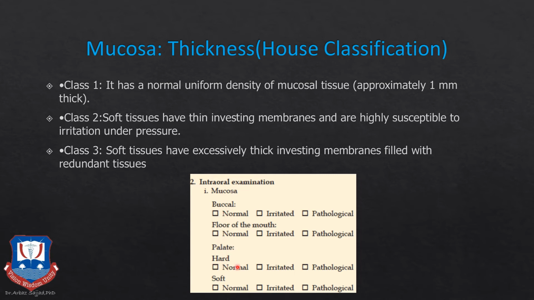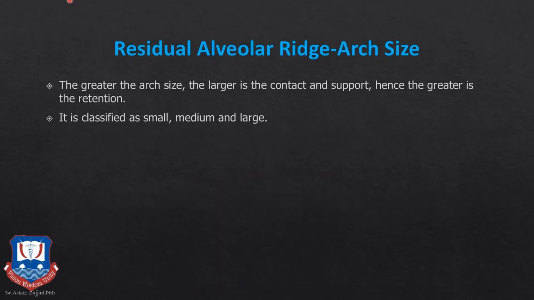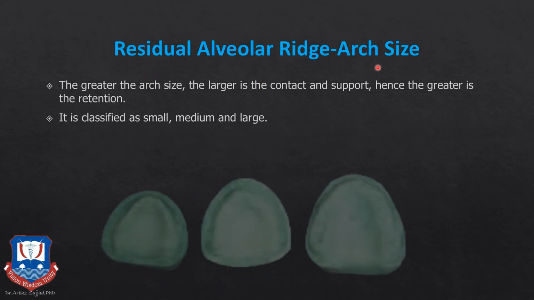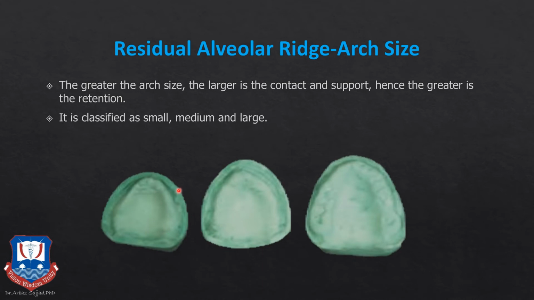Next is the palate, the hard and the soft palate. Next, coming to the residual alveolar ridges. The first thing we consider is the arch size. Depending on the arch size, the tray is selected for taking the primary impression. A small, medium, or a large tray may be used. A large residual alveolar ridge usually has a good prognosis because it offers a large surface area for the denture basal seat.